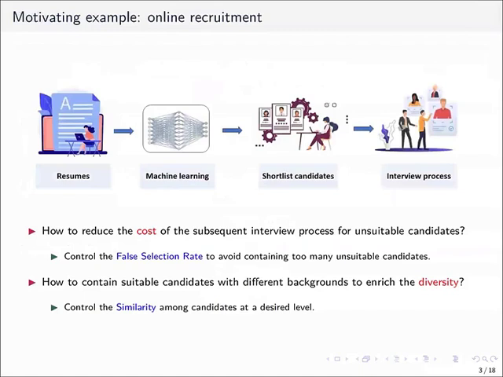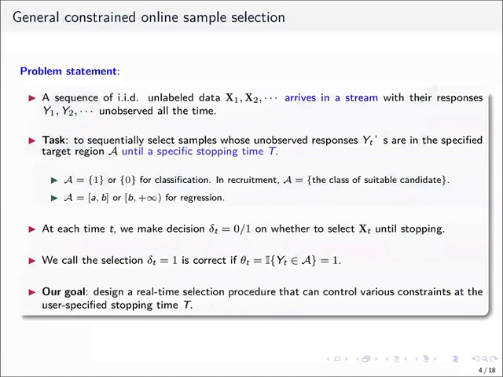First, how to reduce the cost of the subsequent interview process for unsuitable candidates. This motivates us to control the false selection rate to avoid containing too many unsuitable candidates. And second, how to contain suitable candidates with different backgrounds to enrich the diversity. This motivates us to control the similarity among candidates at a desired level.